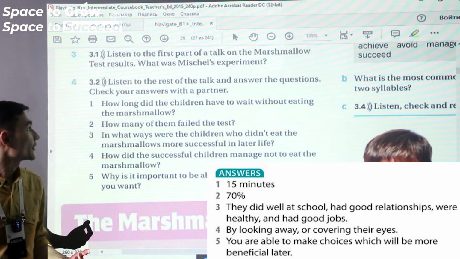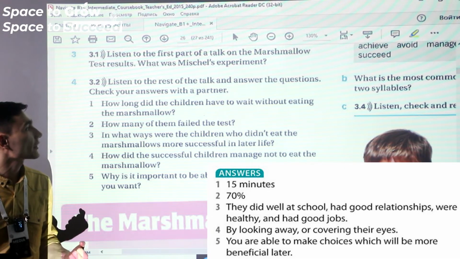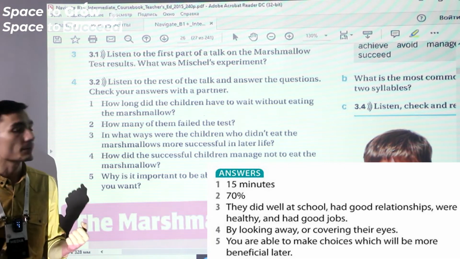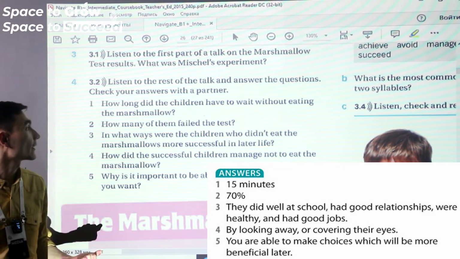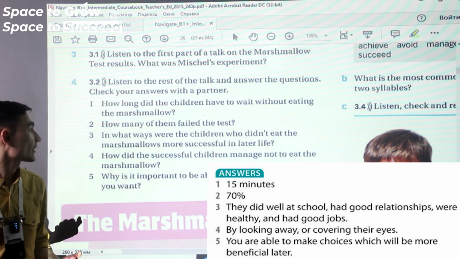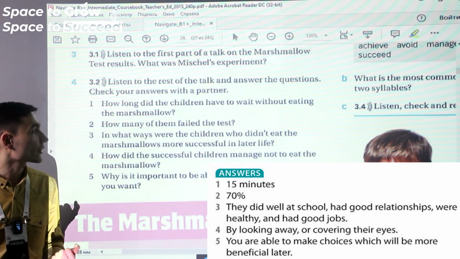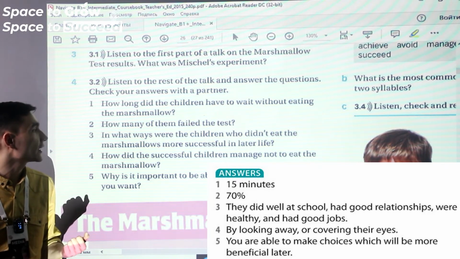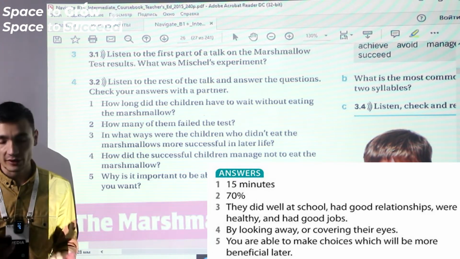Now let's look at the answers. 1. How long did the children have to wait without eating the marshmallow? It was 15 minutes. 2. How many of them failed the test? It's 70%.